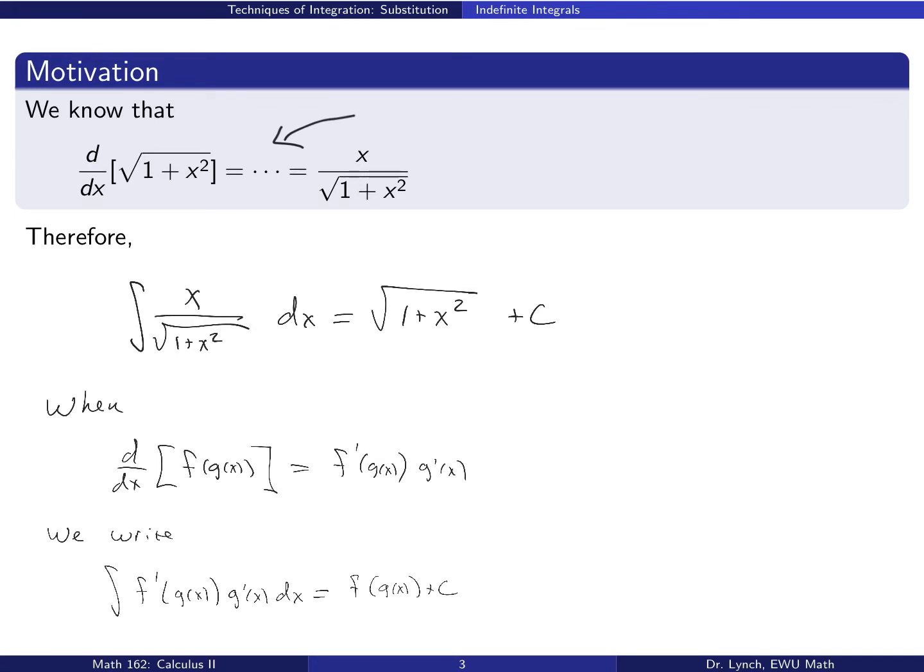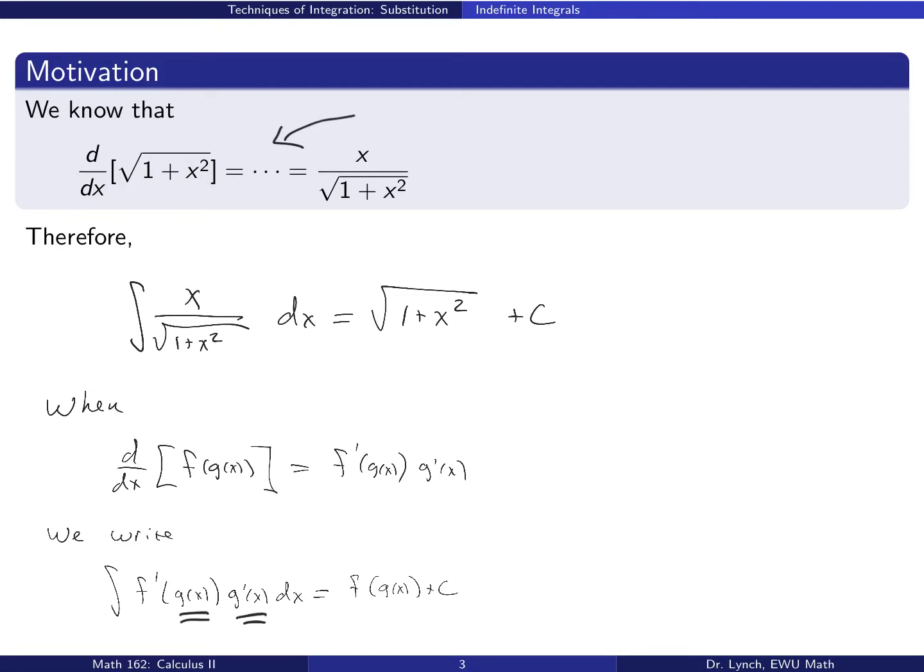So more generally, when the derivative of a composition f of g of x is f prime of g of x times g prime of x, of course, that's the derivative of the outside function evaluated at the inside times the derivative of the inside function, we can write that the antiderivative, or the indefinite integral of f prime of g of x times g prime of x is f of g of x plus c. And that's sort of what we're going to be doing here, thinking about looking at a function in terms of a composition.